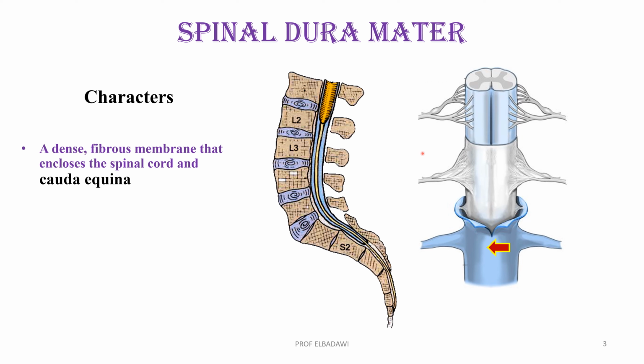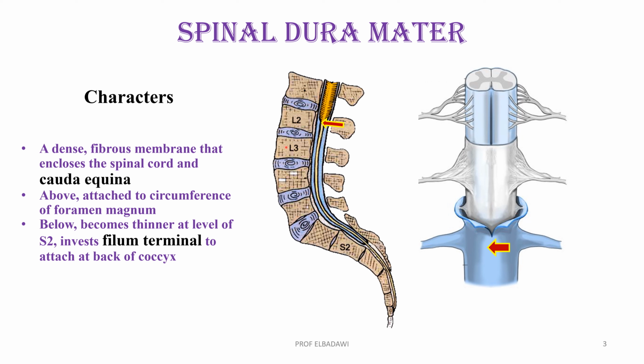It encloses the spinal cord and, of course, the brain above, and ends below the cauda equina, the lower level of the spinal cord at L2. But it is attached above to the circumference of the foramen magnum.